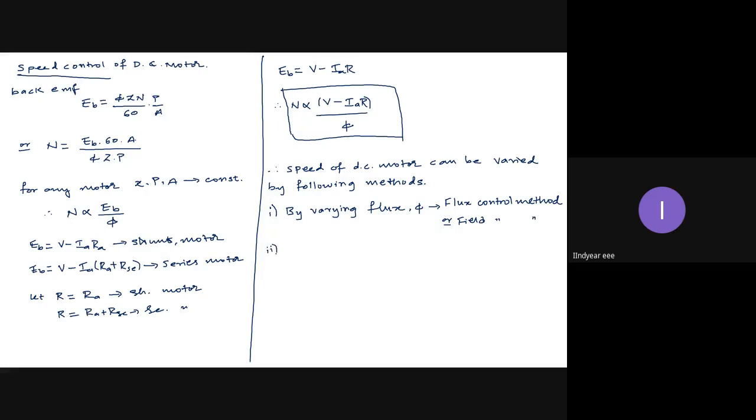Second, N is proportional to V minus IA into R. So R is the combined armature resistance in the armature circuit. By varying the resistance in the armature circuit, how can I vary it? By including an external rheostatic resistance in the circuit. So I can't vary the armature resistance itself, but I can vary the resistance in the armature circuit. That method is known as the armature control method.